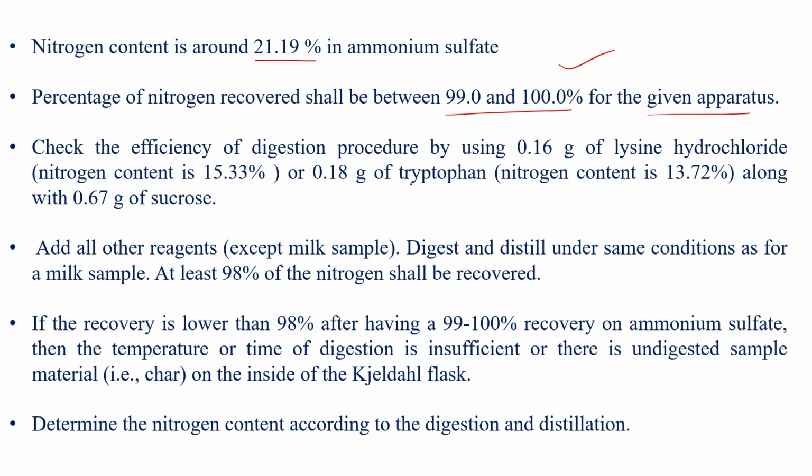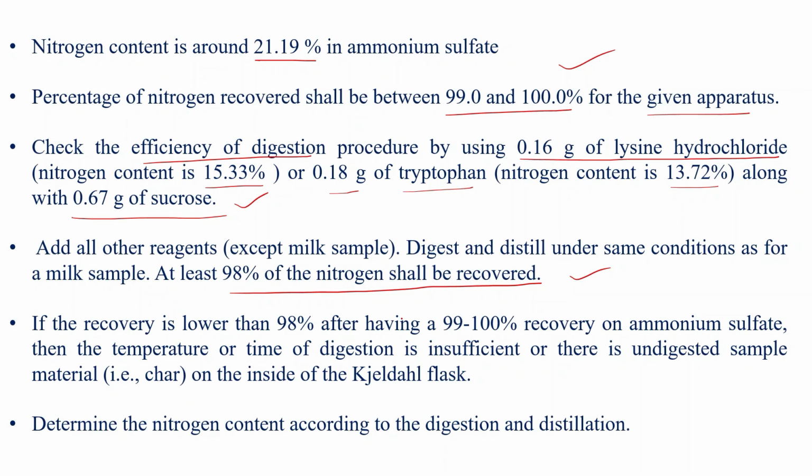Once it is declared that the procedure is accurate, you also have to check the efficiency of digestion. That is done using either 0.16 gram of lysine hydrochloride, which contains around 15.33% nitrogen, or 0.18 gram of tryptophan, which contains 30.72% nitrogen, along with 0.62 gram of sucrose. All the digestion and distillation conditions are the same as discussed for the milk sample. At least 98% of nitrogen shall be recovered.